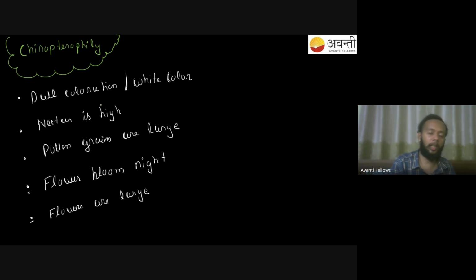You have a dull coloration. Nectar is going to be very high. Pollen grains are going to be slightly large in size. Flower is going to bloom in the night time for them, and flowers are going to be large in size. So that is something you'll find in the Chiroptera phyla. This is what you find in the flowers which depend on the bat for pollination. And yes, fragrance will be seen. Bat सूंघ सकता है. So yes, fragrance is seen.